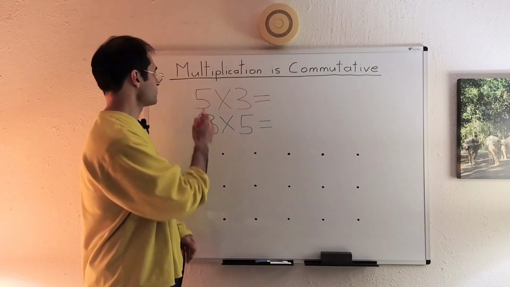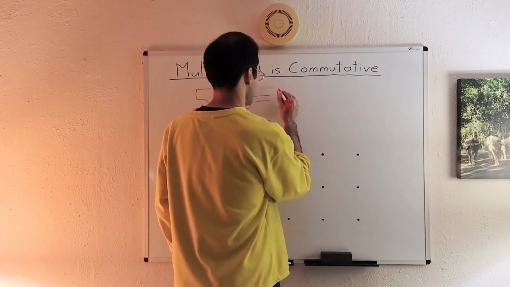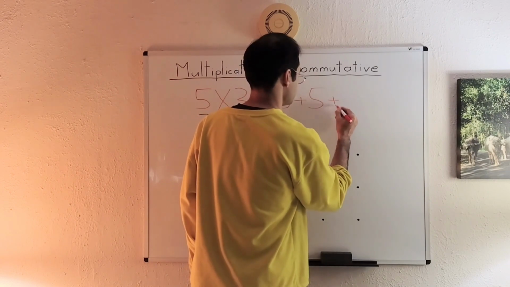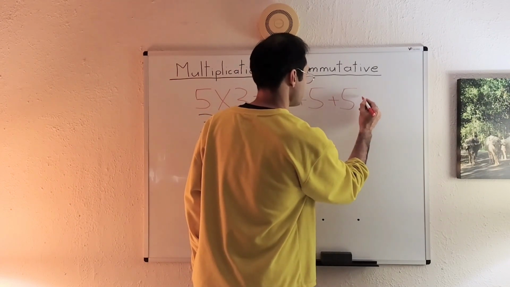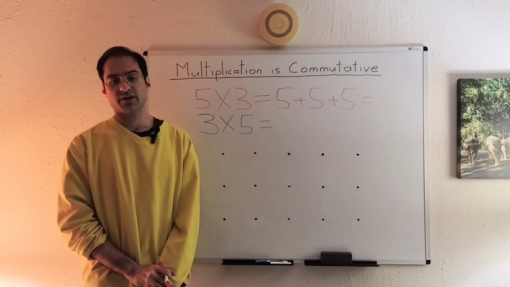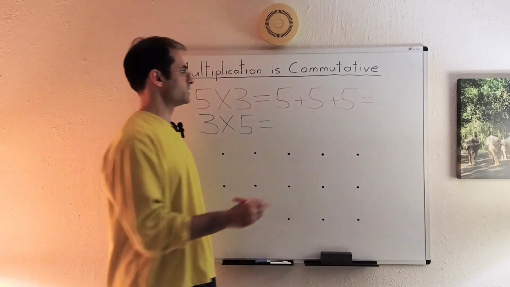What is 5 times 3? It's 5 done how many times? 3 times. So 5 plus 5 plus 5. And if we work that out, 5 plus 5 is 10, plus another 5 is 15. So we get 15.